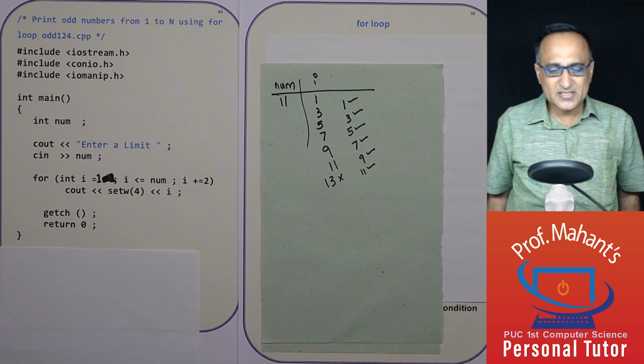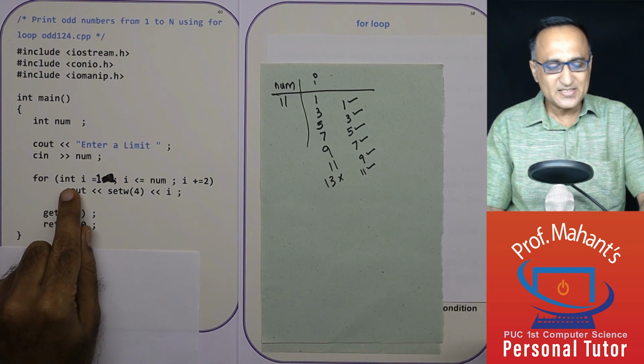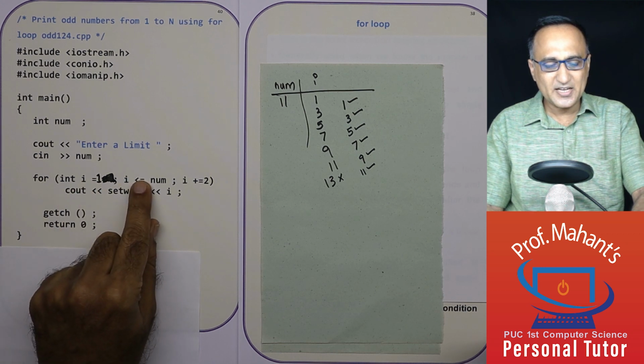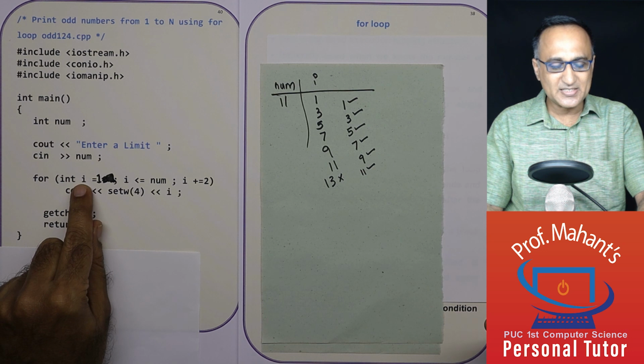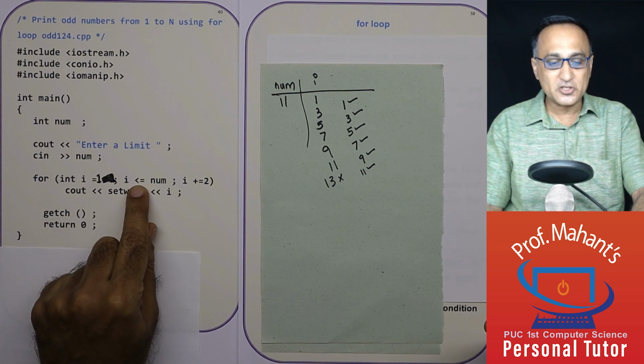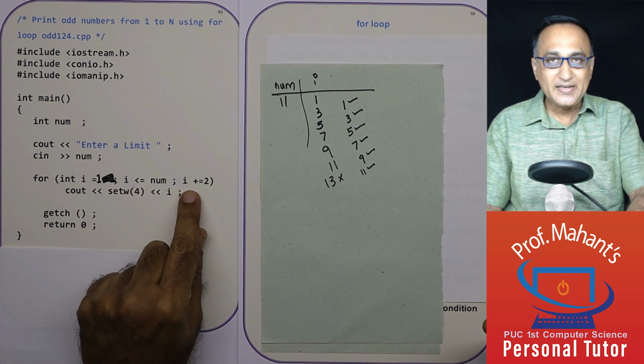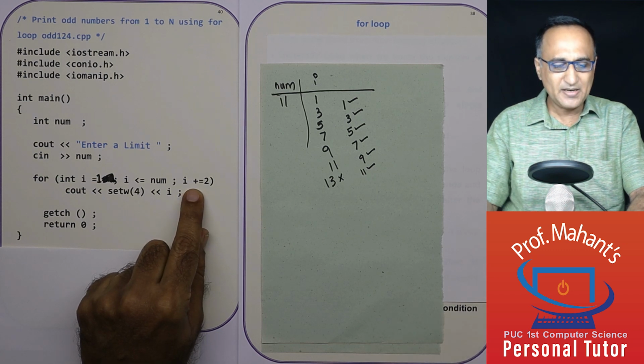So you just need to understand one or two things here. This is one expression, second expression, third expression. Here I am doing an initialization. Here I am checking the condition. Here I am doing the increment or decrement. In this case I am increasing. In many cases I may be decreasing.